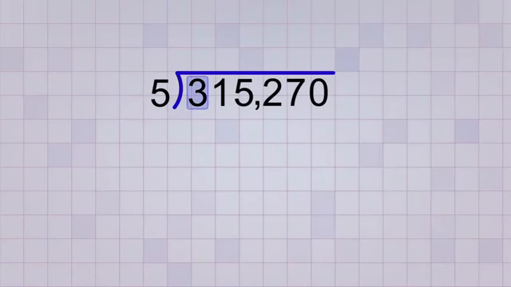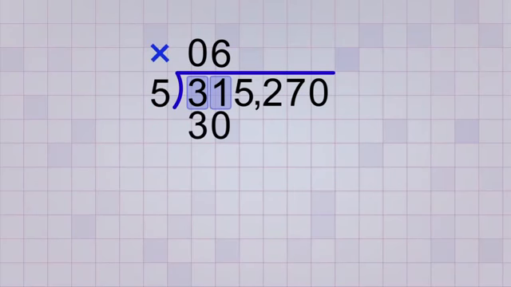Are you ready? The first digit is 3. How many times will 5 divide into 3? 0. 5's too big. So let's just skip that step and combine our first digit with our next digit. So how many times does 5 divide into 31? 6. 6 times 5 is 30, and 31 minus 30 gives us a remainder of 1. Now on to the third digit.